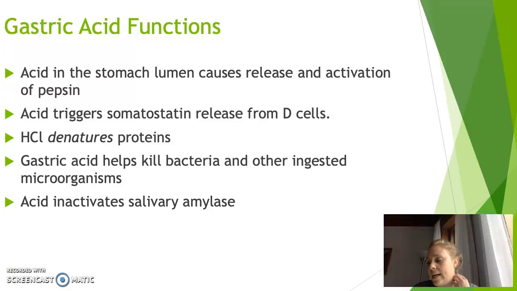So there are multiple gastric acid functions. Acid in the stomach lumen causes release and activation of pepsin, which is an enzyme that digests proteins. It triggers somatostatin release from the D cells, and it denatures proteins by breaking disulfide and hydrogen bonds that hold the protein within its tertiary structure. Unfolding these protein chains makes the peptide bonds between the amino acids more accessible for digestion by pepsin. Gastric acid also helps kill bacteria and other ingested microorganisms within our stomach, and it inactivates salivary amylase, stopping carbohydrate digestion, which begins in the mouth.